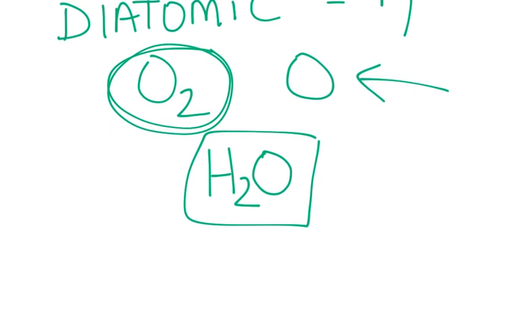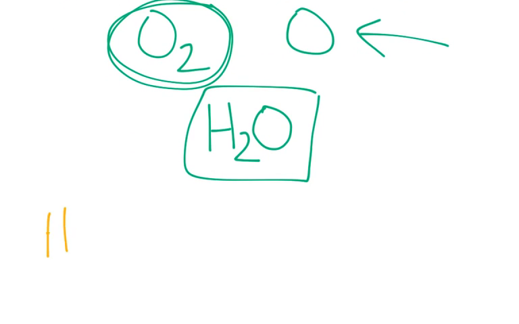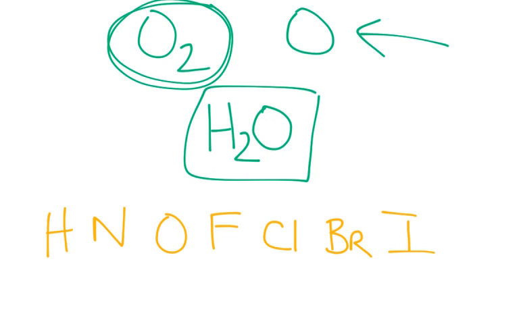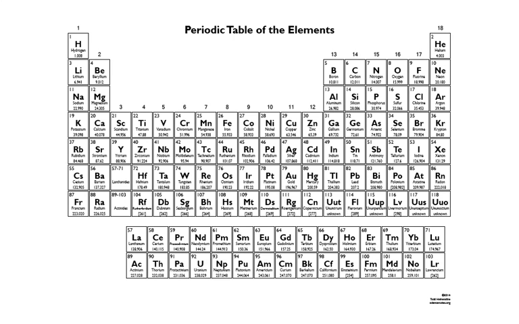So the 7 diatomics that you need to know are hydrogen, nitrogen, oxygen, fluorine, chlorine, bromine, and iodine. And I know what you're thinking. You're thinking, a memory trick would be nice here, Miss Michael. Don't worry, I gotcha. If we look at the world's greatest cheat sheet, otherwise known as the periodic table, there is a really easy way to remember the 7 diatomic molecules. 7 is the key here.